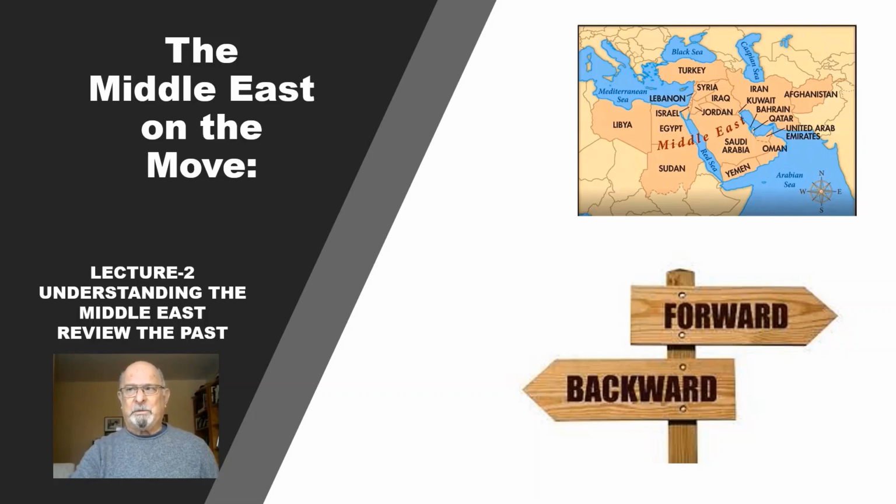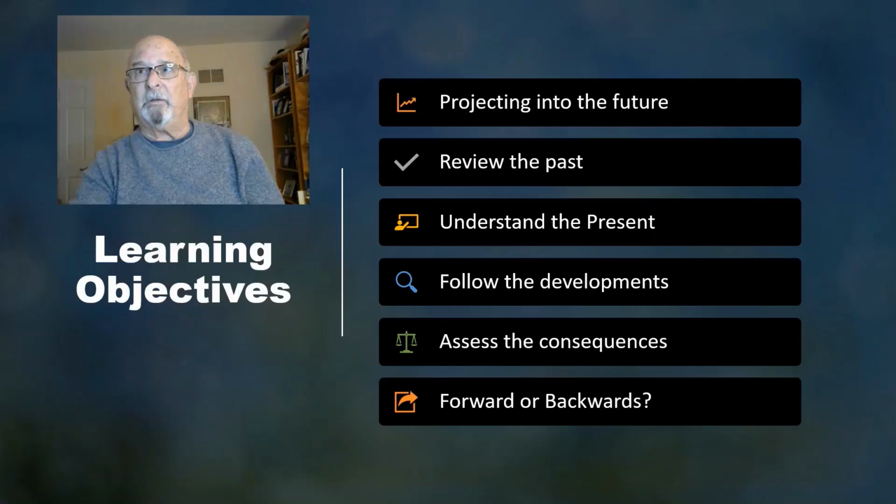This lecture forms the foundation to understanding the origins of the modern Middle East, reviewing its history following the fall of the Ottoman Empire and the end of World War I. As you will discover, the seeds of many of the challenges plaguing the region today were planted just over 100 years ago. In the first lecture, we looked ahead at the present dynamics of the Middle East and painted two different scenarios for its future trajectory: forward, toward peace, prosperity, and regional development, or backwards, toward more conflict, civil wars, and human crisis.